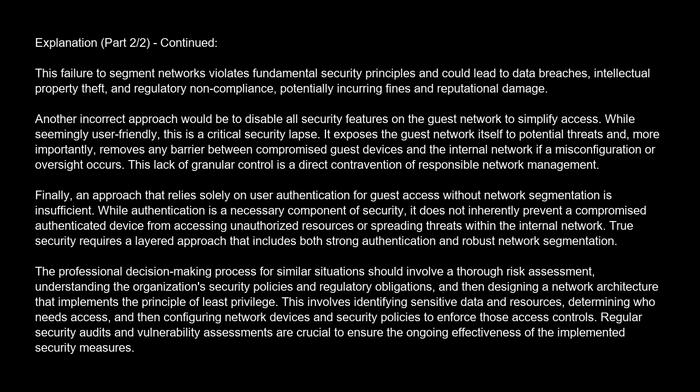The professional decision-making process for similar situations should involve a thorough risk assessment, understanding the organization's security policies and regulatory obligations, and then designing a network architecture that implements the principle of least privilege. This involves identifying sensitive data and resources, determining who needs access, and then configuring network devices and security policies to enforce those access controls.